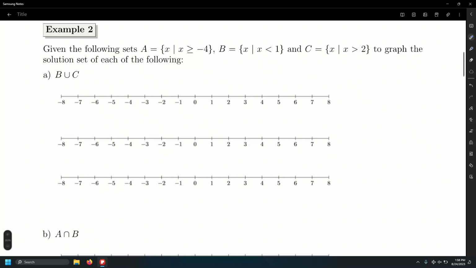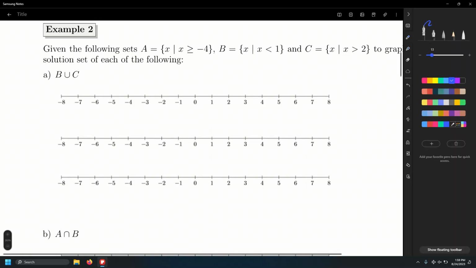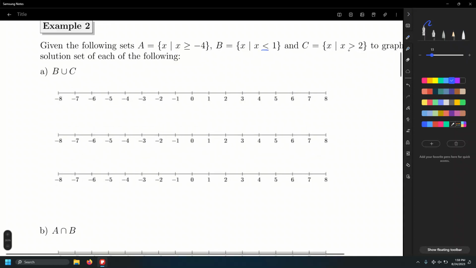And again, notice the inequality symbols right here, the inequality signs. One of them has the equal, that means it includes the value -4, but the other two, the 1 and the 2, are going to be excluded from those sets because we only have the less than or the greater than. We don't have this equal part that makes them equal. Okay, so let's see.